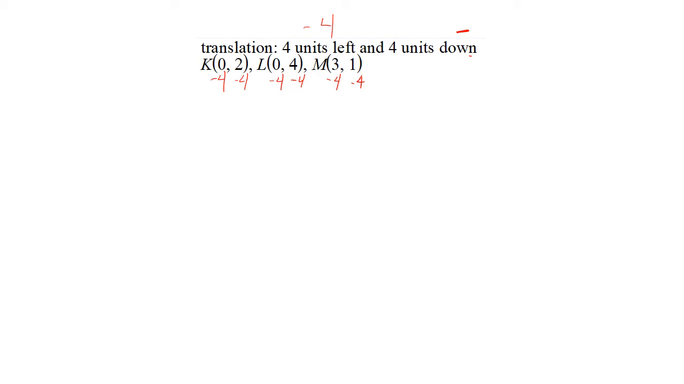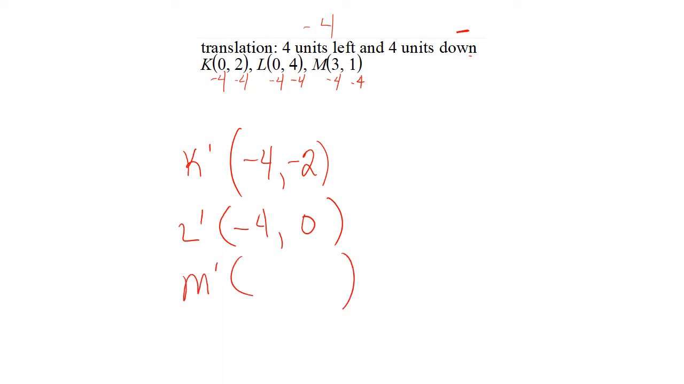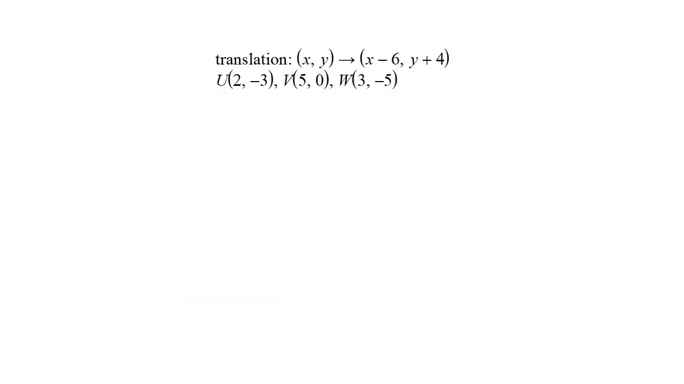Let's go ahead and do it for the K. K prime, 0 minus 4 is negative 4. 2 minus 4 is negative 2. All right, L prime will be at 0 minus 4 is negative 4. 4 minus 4 is 0. And then M prime is at 3 minus 4 is negative 1, and 1 minus 4 is negative 3. So you can kind of show your work whichever way works best for you.